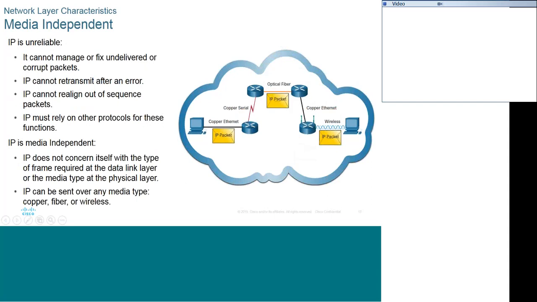Here it says media independent. It means IP is unreliable, as we have said, because there is no guarantee to make sure that the packet has been received. And media independent means different media can be used. In the part of the transmission there is copper, Ethernet, copper serial, optical, wireless; different kinds of media could exist during the process of sending. But this is normal. It is media independent.